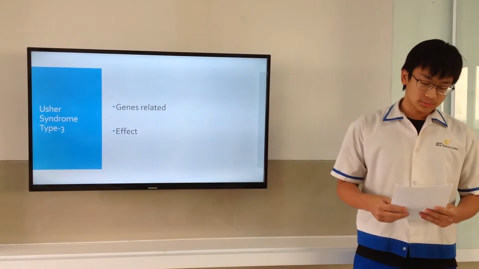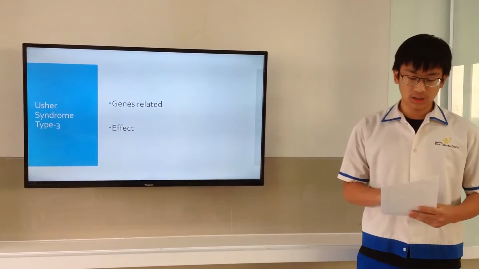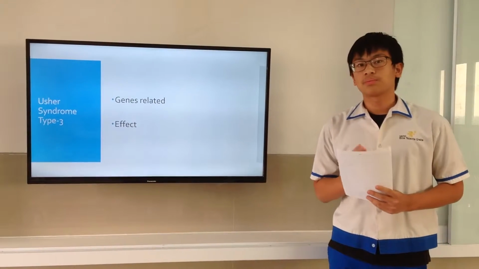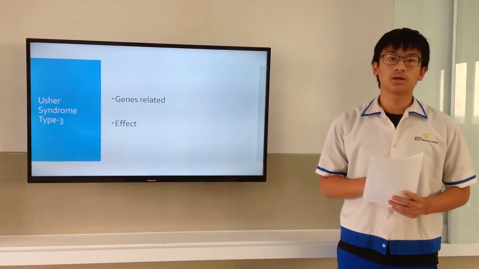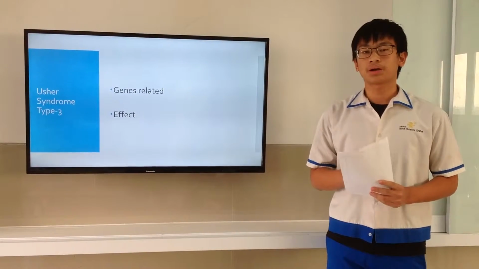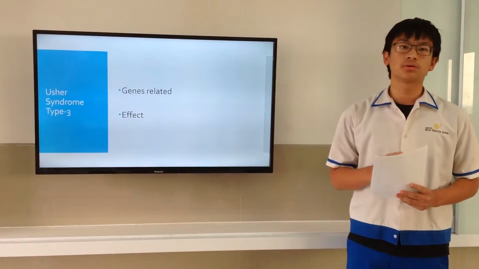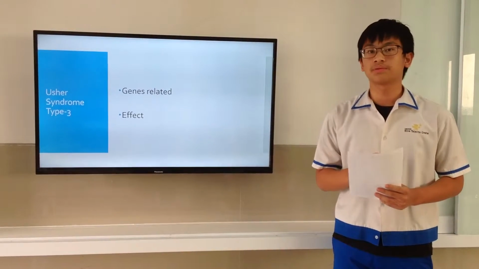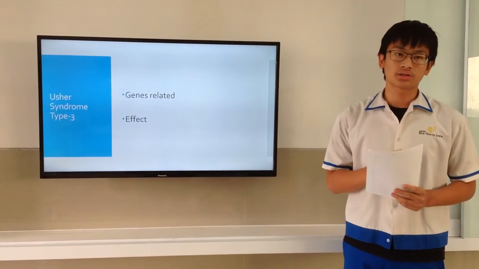And as I explained before, it was 1 in 4 chances of it if the parents are both carriers. So if only one of the parents is a carrier, it's impossible for the child to get Usher syndrome.